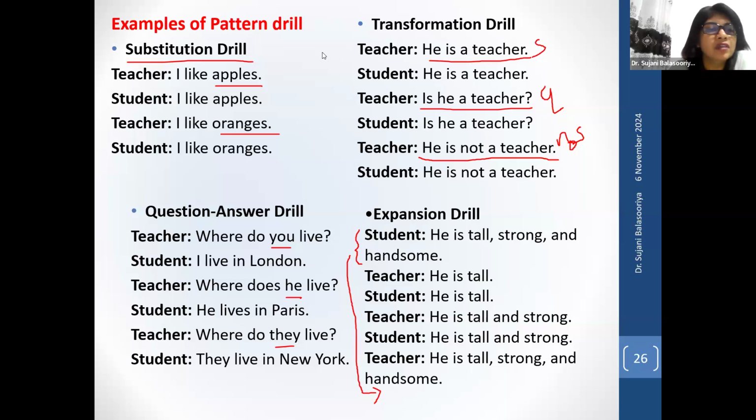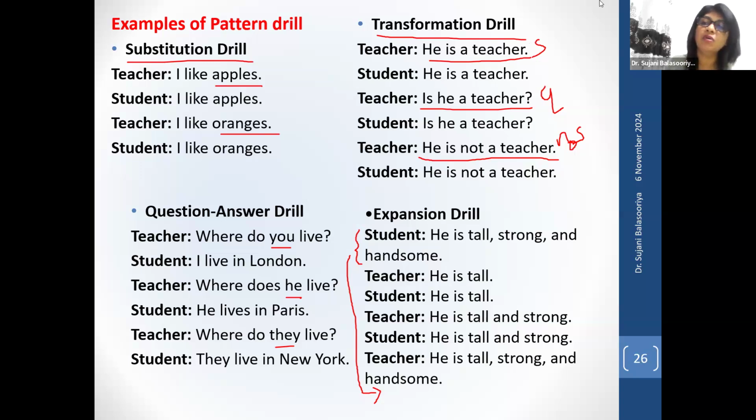Yeah, anyway, whatever the type, you need to decide according to the level of the students also, right? For example, if the teacher does a transformation drill while the students don't have any idea about the patterns, sentence structures, the difference between a statement and a question, then no way, right? So according to the lesson and objectives of the lesson, and also according to the level of the students, these decisions should be taken as to which type should be used.